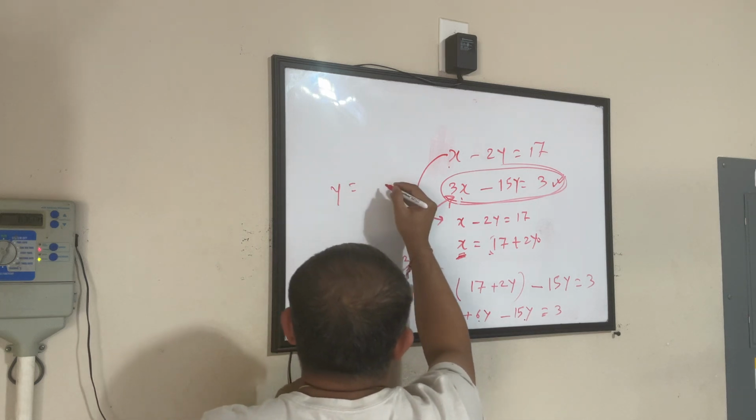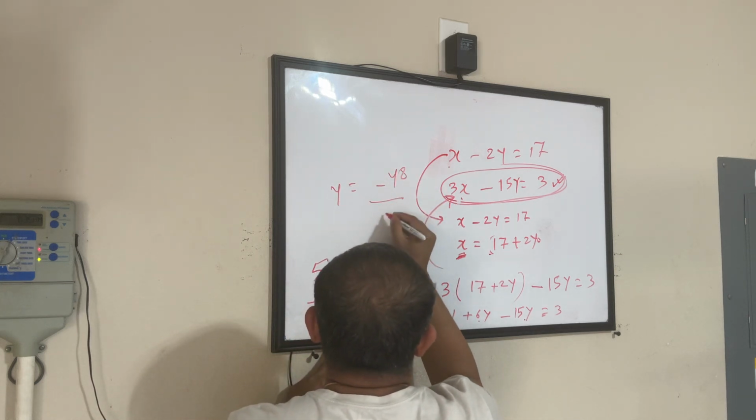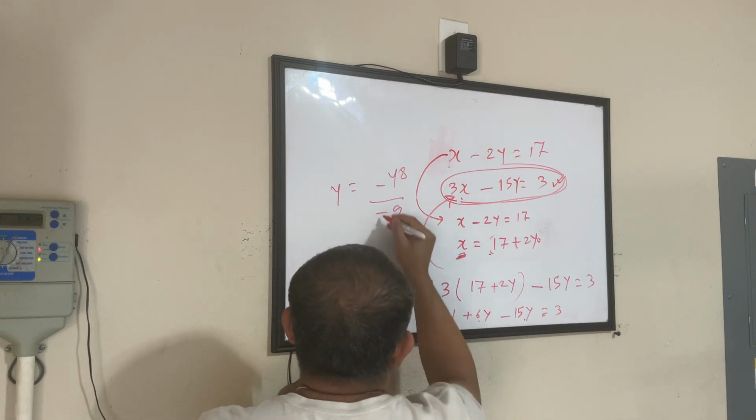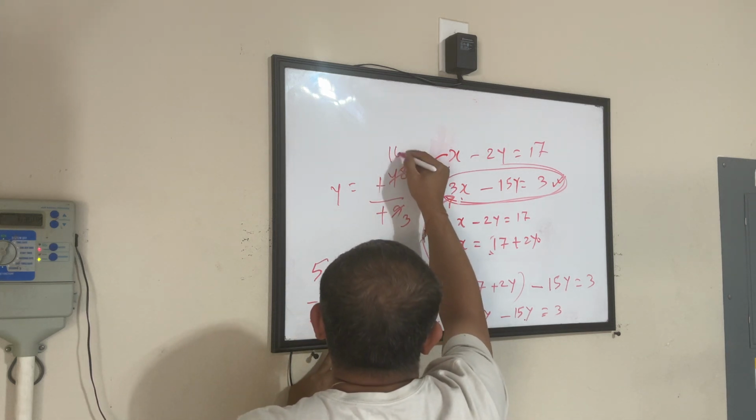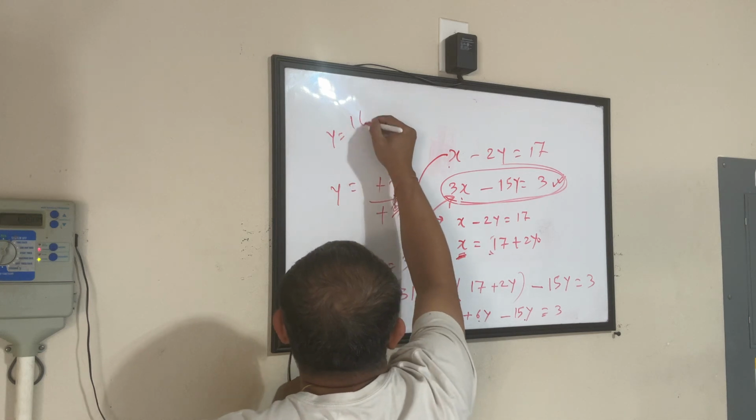y equals minus 48 by minus 9. Minus minus I can knock off. 3 3s are 9, 16 3s are 48. So y value is 16 by 3.